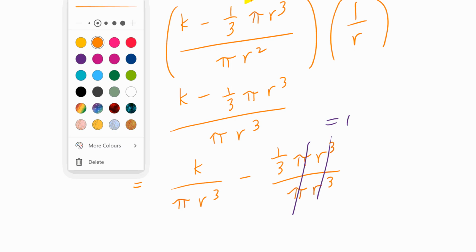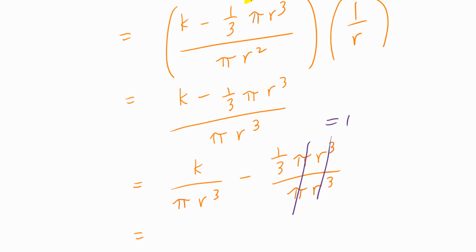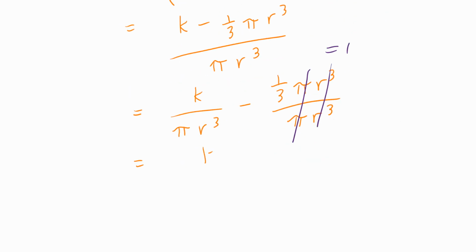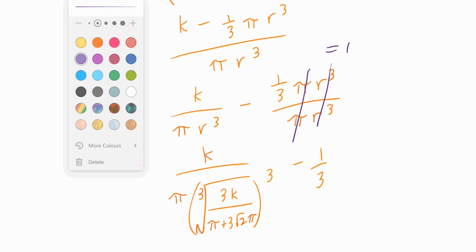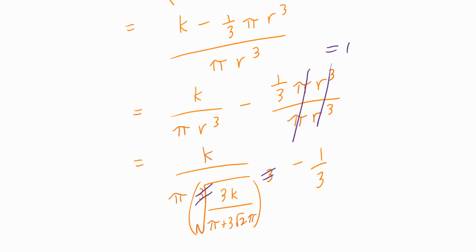Now, look what happens. The first fraction is going to be k divided by pi times, again, r was the cube root. So notice the cube root and the cube. If you go back, this is the cube root of 3k divided by pi plus 3 root 2 pi, minus 1 divided by 3. So you can cross out the cube root with the cube, and if you keep going, we're almost at the end here.